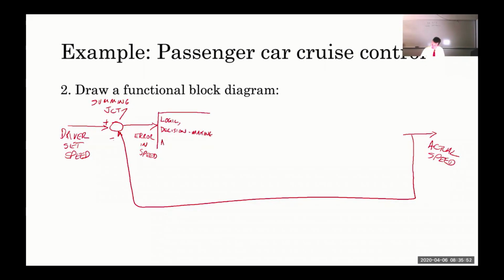And maybe amplify the error. These are all actions that you might want to perform on the error signal before it gets fed to the engine and the car. So in this class, we are going to call this block the controller. The controller will, by and large, be the system that takes the error in and decides what to do with it.